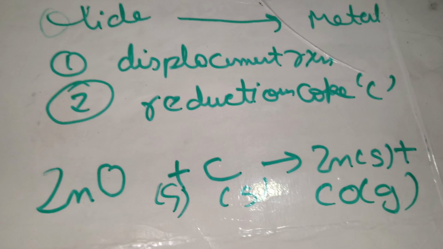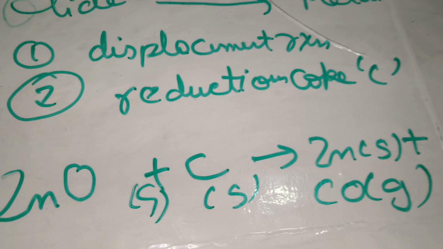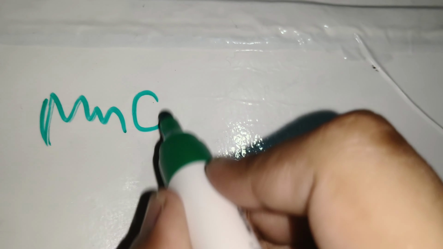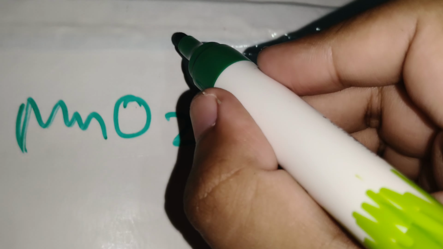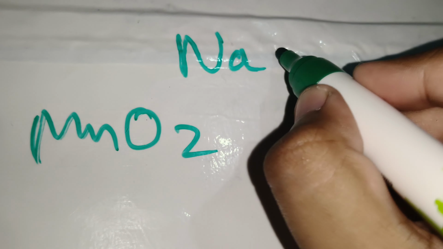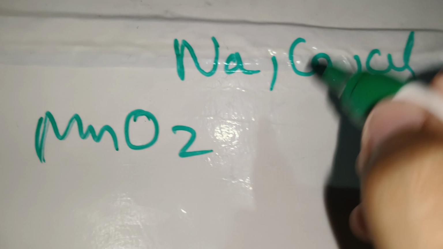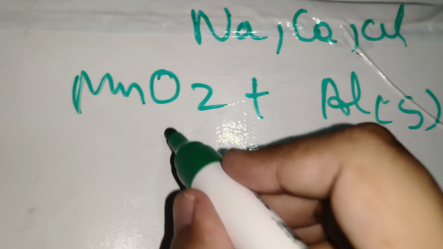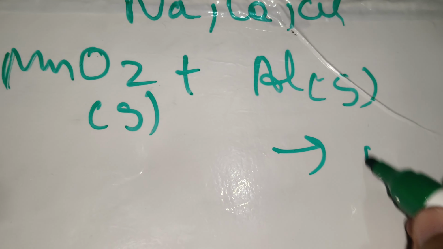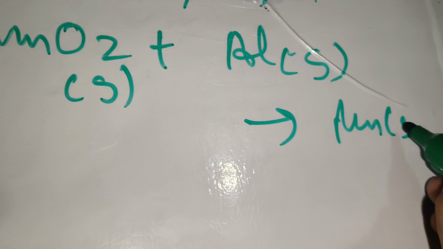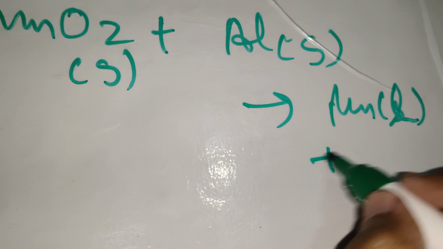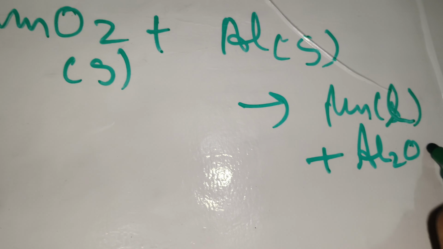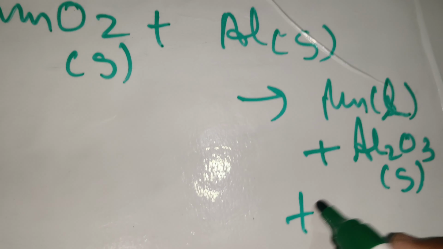Now we are going to see the displacement reaction on the next page. For example, we take magnesium oxide. Now if we take a more reactive material like sodium, calcium or aluminium, for the displacement reaction we use solid aluminium with the magnesium oxide. So let's form magnesium liquid plus Al2O3 as a solid, and heat.